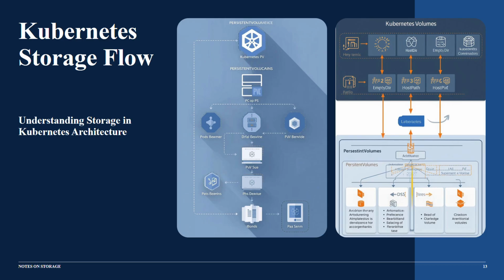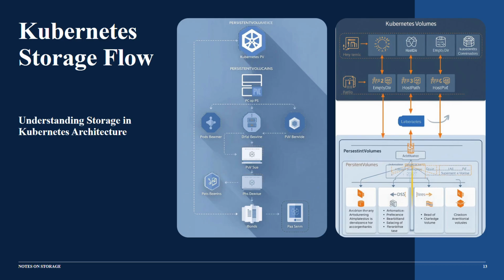Kubernetes storage flow. Understanding storage in Kubernetes architecture. It provides a visual guide for understanding storage in Kubernetes architecture, showing how temporary and permanent data coexist. In the Kubernetes volume, the top right section displays different volume types such as EmptyDir, temporary HostPath, and persistent volumes, which dictate how a container accesses a file system.